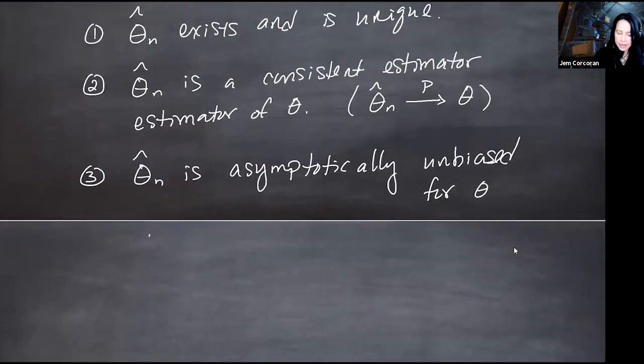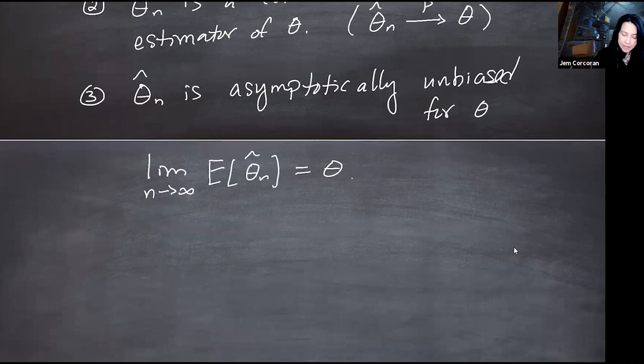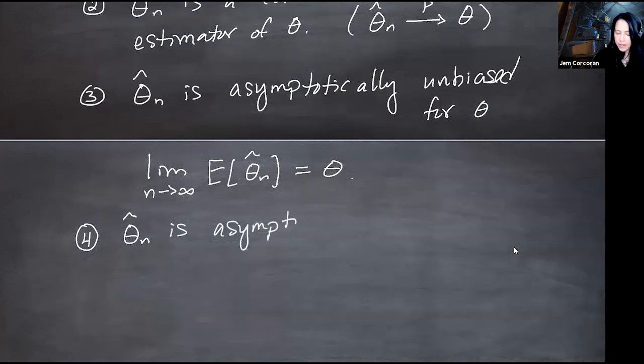And that means that the limit as n goes to infinity of the expected value, we've seen that many of them are biased, so that expectation is not necessarily theta, but in the limit it will be. This next one, the terminology isn't going to make sense because I forgot to define something before this list, so I'll define it afterwards. But we say that theta n hat is asymptotically efficient.